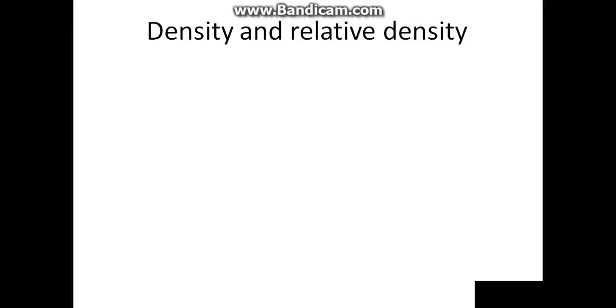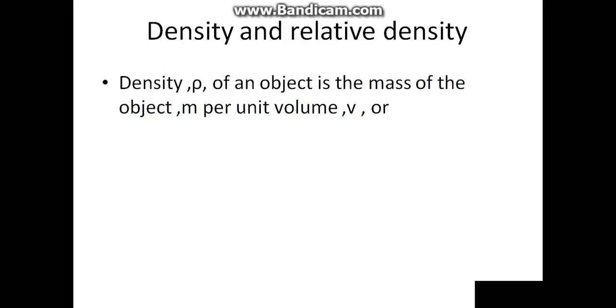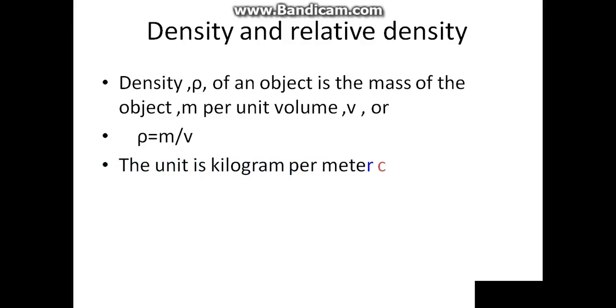Density and relative density. Density ρ of an object is the mass of the object m per unit volume v, or ρ equal to mass m over volume v. The unit is kilogram per meter cube, that is kg per cubic meter.